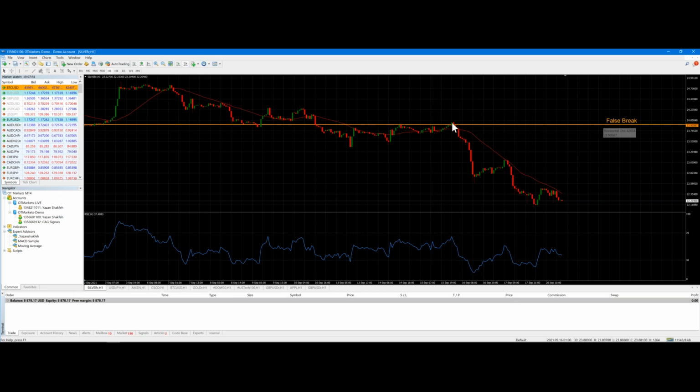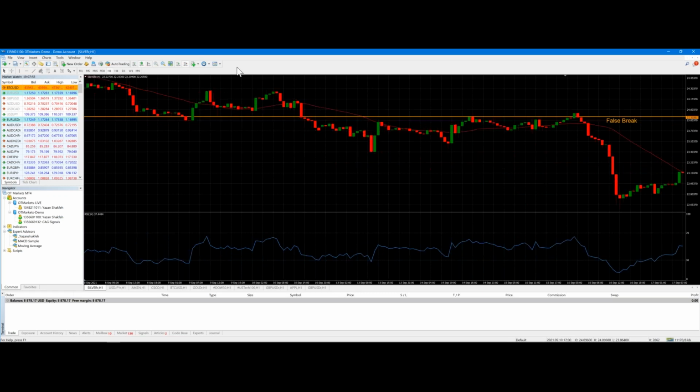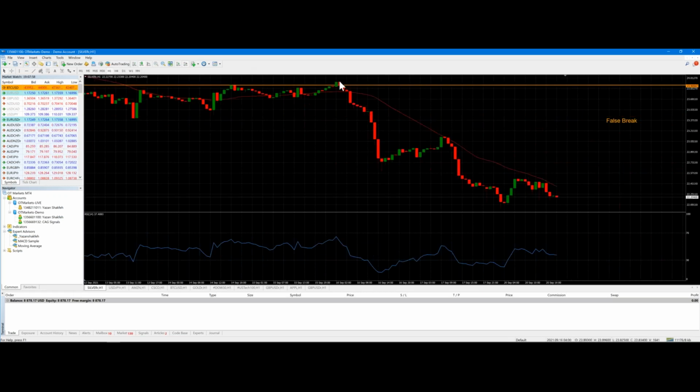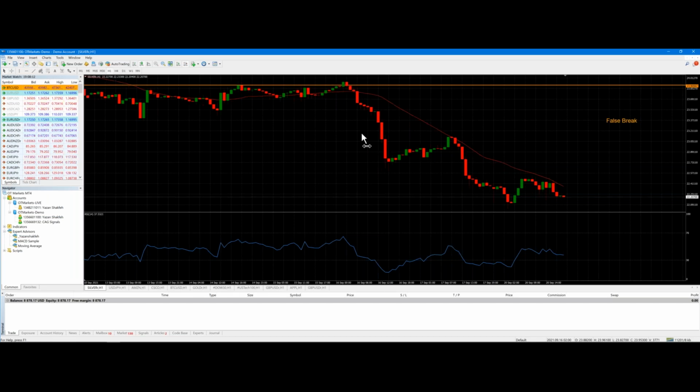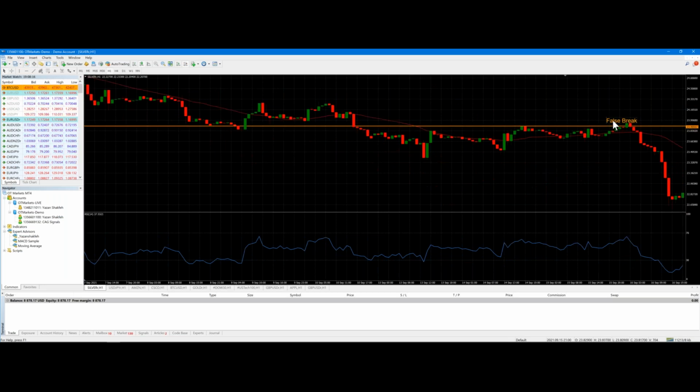I'm gonna zoom in a little bit so you can see. You can see here, this candle was showing a break of a resistance, the surface of resistance. The next candle was showing a false break. So based on that, my take profit, so imagine the market was here. I'm gonna delete this just for better illustration.